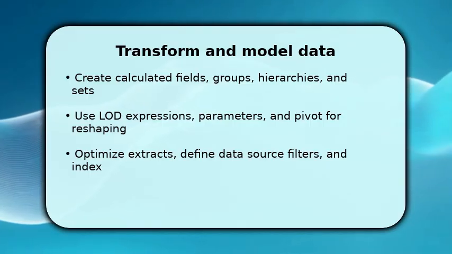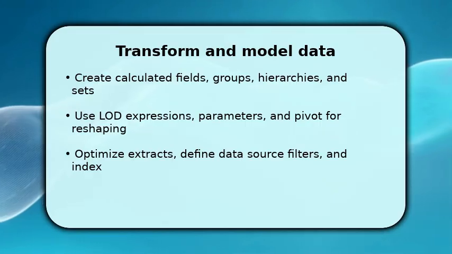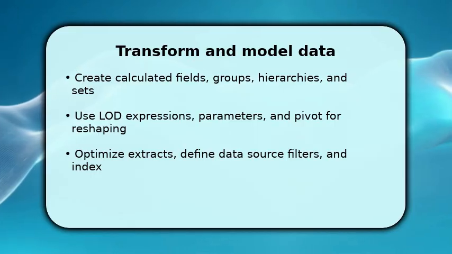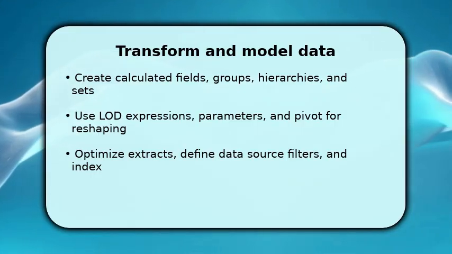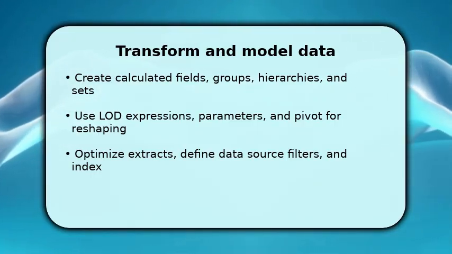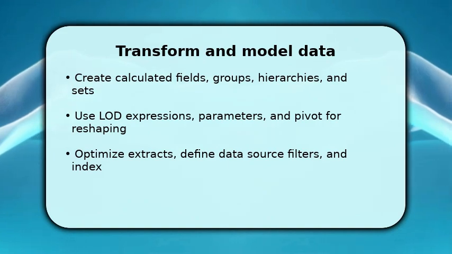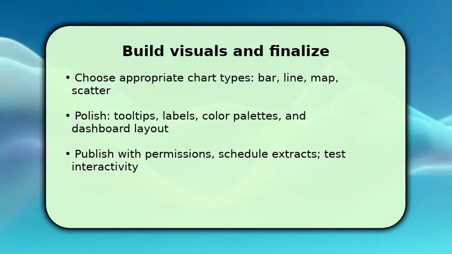Apply parameters to let users swap metrics dynamically and pivot or union tables to reshape rows and columns. Make extracts for performance, add data source filters early to reduce volume, and confirm calculations return expected values with sample visual checks. Now assemble sheets and dashboards.